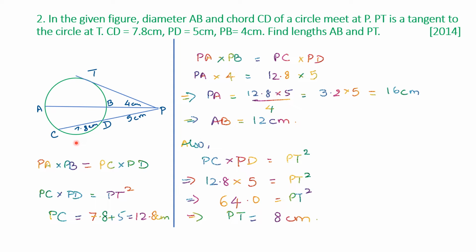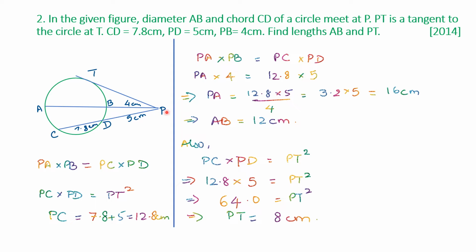So again, what I do is I'm first looking at these two. These two, as you can see, the chords are extended to become secants and they are intersecting at the point P. Therefore, we can say PA into PB is equal to PC into PD. That is, substitute the values. So PA I don't know.